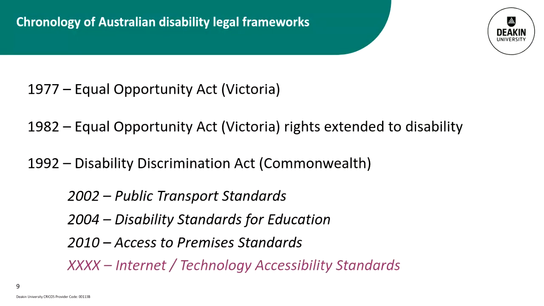So public transport standards were introduced in 2002, standards for education in 2004, access to premises in 2000. But what we don't have is any standards for internet access or technology accessibility of any form. We do have some guidance notes that have been put out by the Human Rights Commission, but they do not have the same legal standing as the standards for regional public transport, etc.